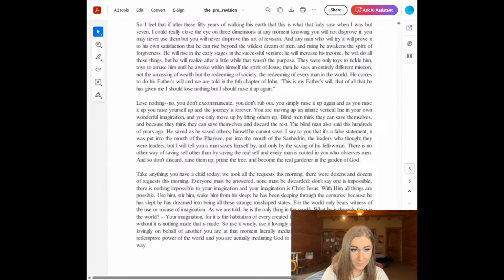Blind men think that they can save themselves, and because they think they can save themselves and discard the rest, the blind man has also said this hundreds of years ago: He saved others; himself he cannot save. I say to you that it's a false statement. It was put into the mouth of the Pharisee, put into the mouth of the Sanhedrin, the leaders who thought they were leaders. But I will tell you, a man saves himself by and only by the saving of his fellow man.